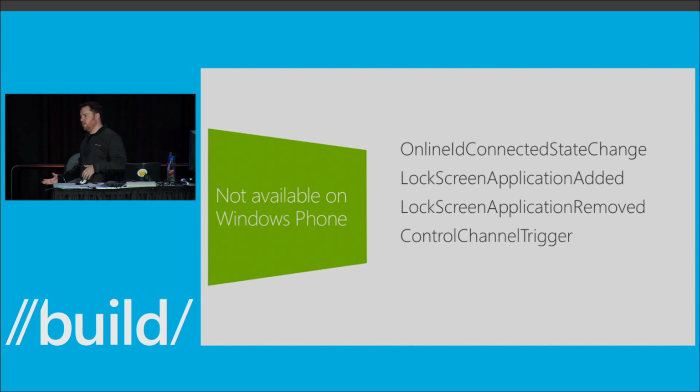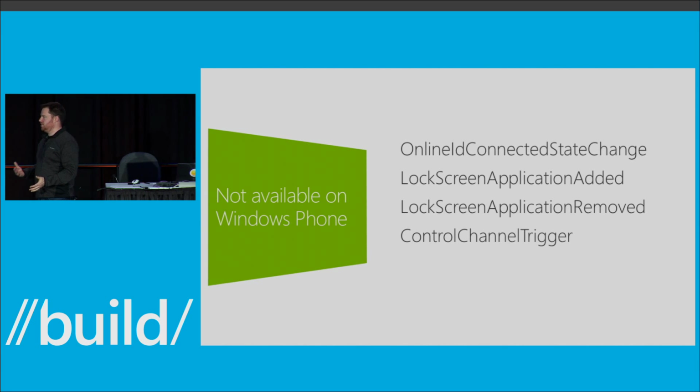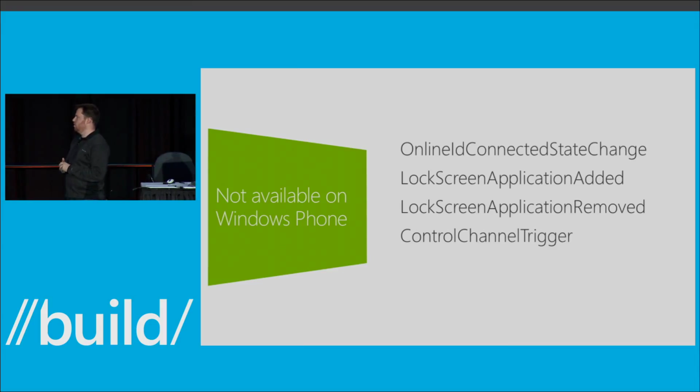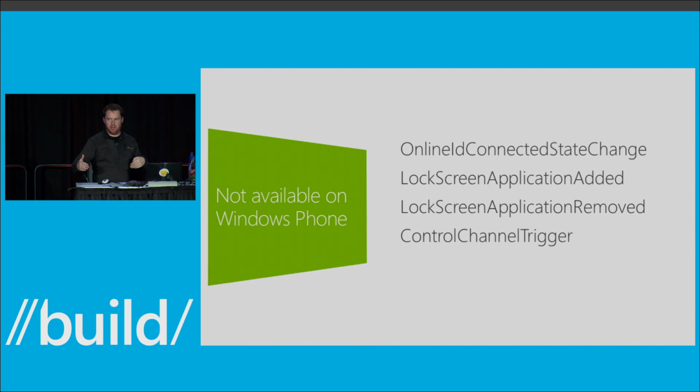So that's background transfer. That was the good news. Now the bad news. A couple things are a little bit different on Windows Phone. Not available, first of all, are a few triggers that were on Windows. Online ID connected state change doesn't really make sense. We only have one ID on the phone.